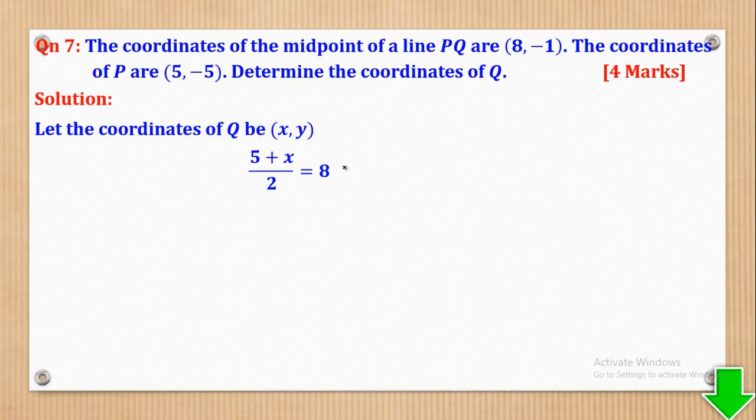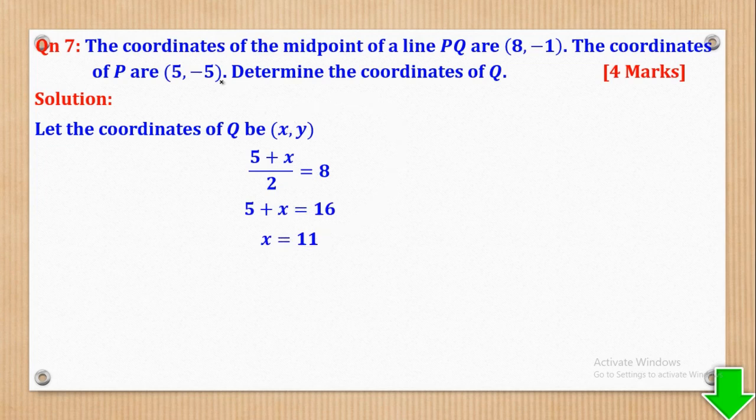Therefore, next thing to do is make x the subject. To make x the subject, the first thing we are going to do is cross multiply to come up with 5 + x = 16. Then after that we shall make x the subject, and x will be 11. So this is the x coordinate of Q.